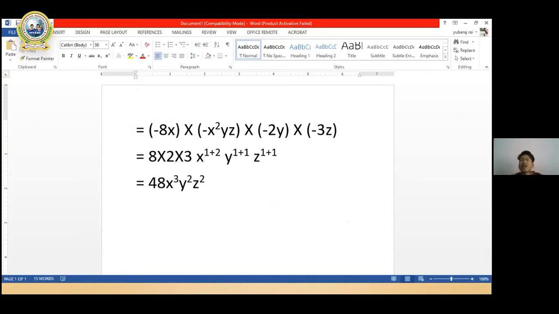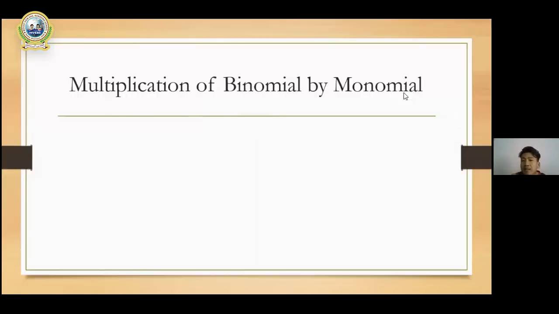That means all we are doing here is multiplying the monomials to each other. But now we will be multiplying the binomials by monomial. For example, 2ab is multiplying 7a cube minus 4b square. 2ab is a monomial, but inside the bracket, 7a cube minus 4b square is a binomial. Now we are multiplying binomial by monomial.